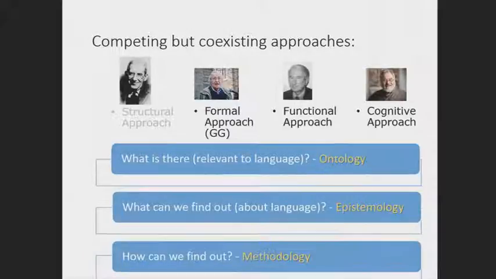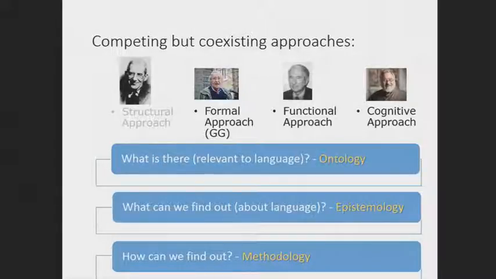So, in a bit more philosophical terms, we call the things we believe are there ontology. From that, we get an epistemology. So, if I believe it is there, this is what we can possibly find out, but what we find out is also limited by our own cognitive abilities. That is my epistemology, and my methodology, that is, do I do introspection, do I do elicitation, what do I actually do?